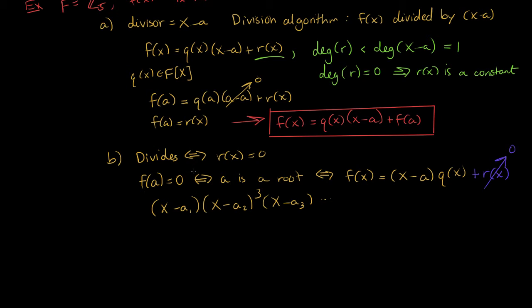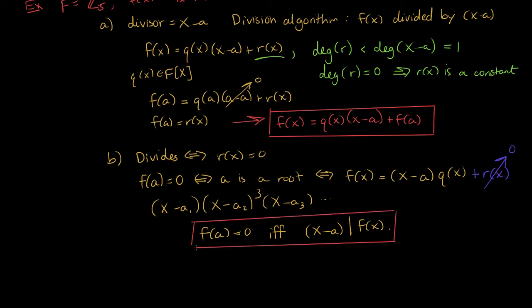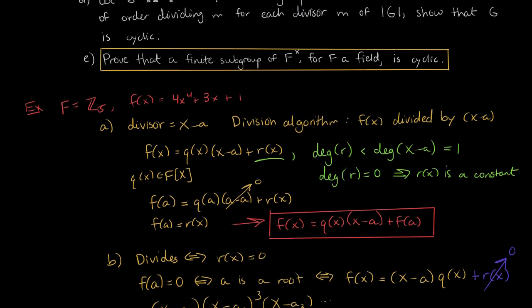So it's a bit of a tautology here, just a definition, but to divide means that the remainder is 0, and to be a root means that there can't be a remainder. So we've proven that f of a equals 0 if and only if x minus a divides f of x. So this is our result for problem 2. Of course, it's part B, but I called it 2.